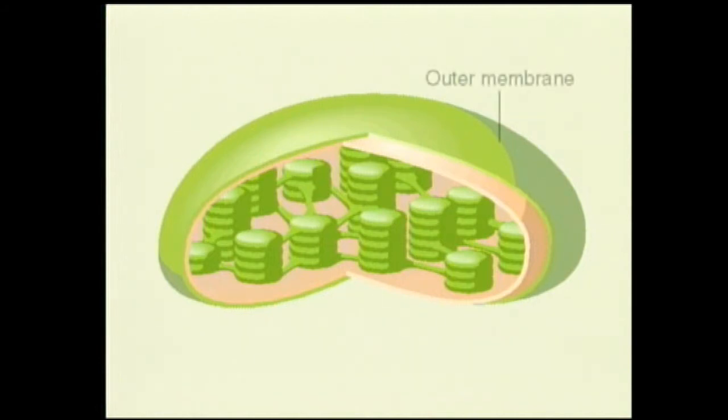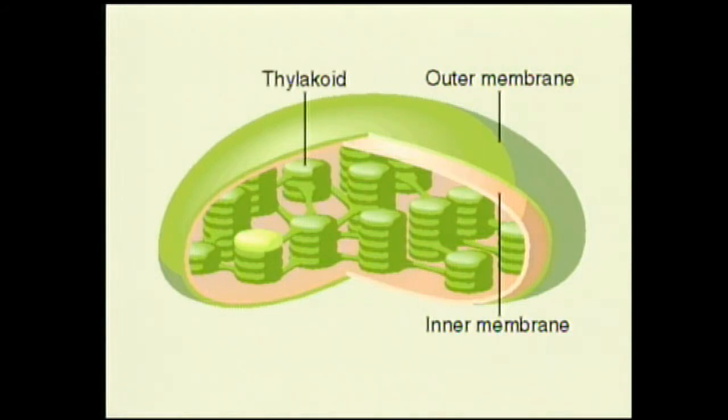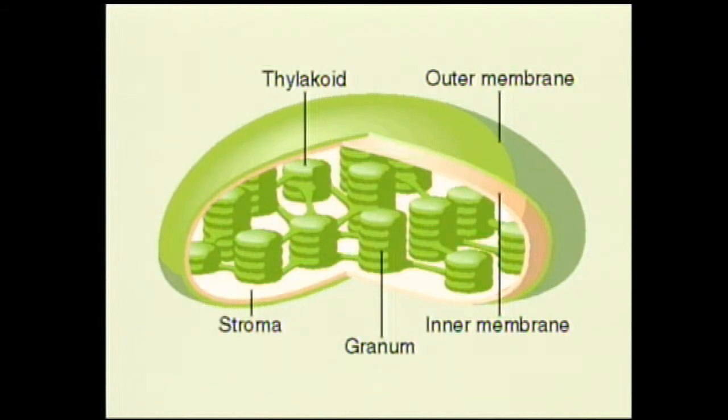Each chloroplast consists of two membranes, the outer membrane and the inner membrane. Fused layers of inner membrane form disc-shaped structures called thylakoids. A stack of thylakoids is called a granum. The grana are surrounded by a gel-like matrix called the stroma.